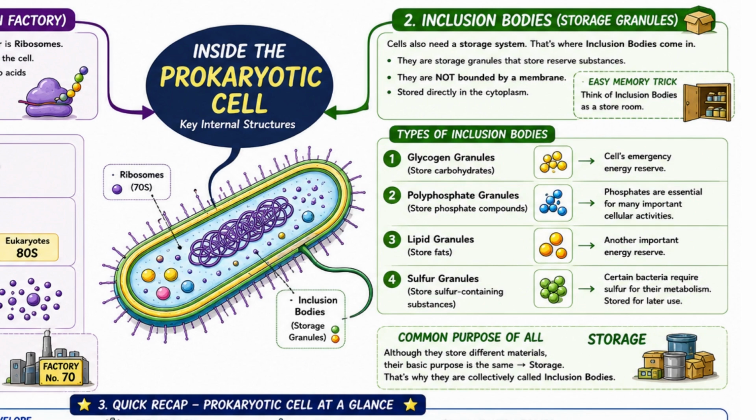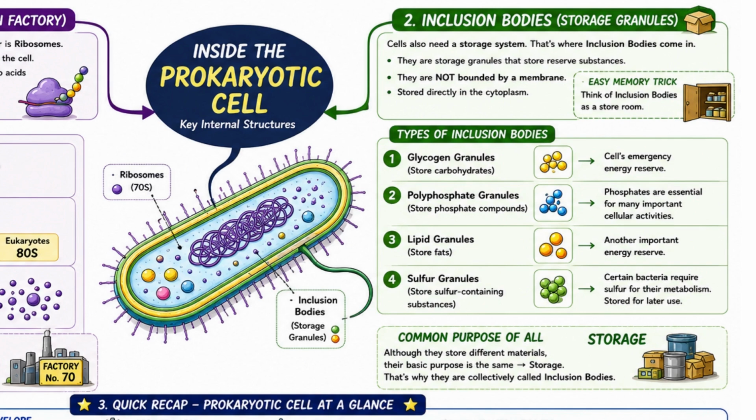Lipid granules. The third type is lipid granules. These store fats. Lipids serve as another important energy reserve. Whenever required, the stored lipids can be utilized. Sulfur granules. Finally, sulfur granules. These store sulfur-containing substances. Certain bacteria require sulfur for their metabolism. So instead of searching for it every time, they simply store it for later use. So although these 4 granules store different materials, their basic purpose is exactly the same. Storage. That's why they are collectively called inclusion bodies.